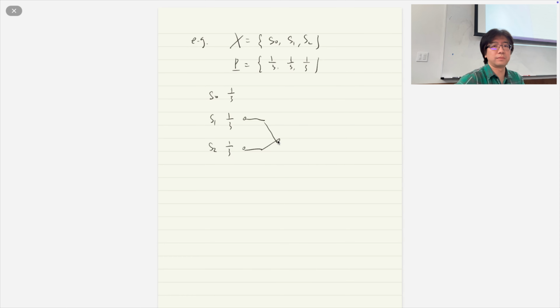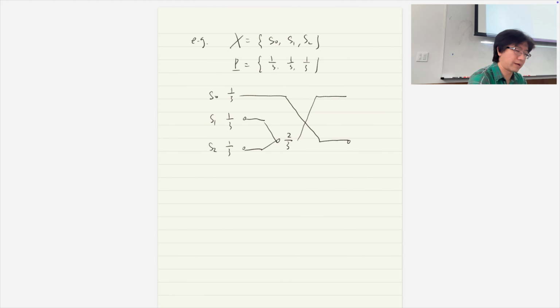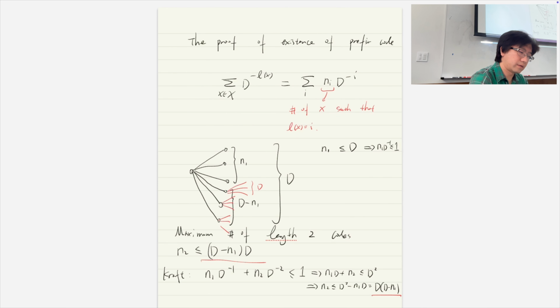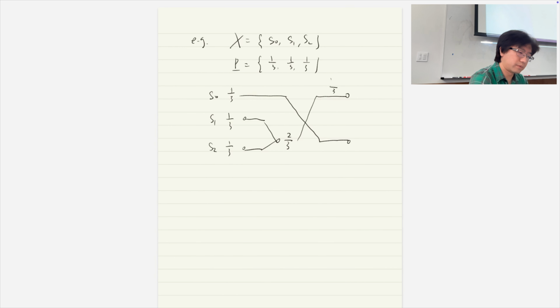The probability of this new node is 2/3, the sum of these two. Now we have a 2/3 here and a 1/3 here, so we have two nodes. But this 2/3 is bigger, so we shift it upper and make it here. So now we have these two nodes, and the probability of this is 2/3, and the probability of the bottom is 1/3.